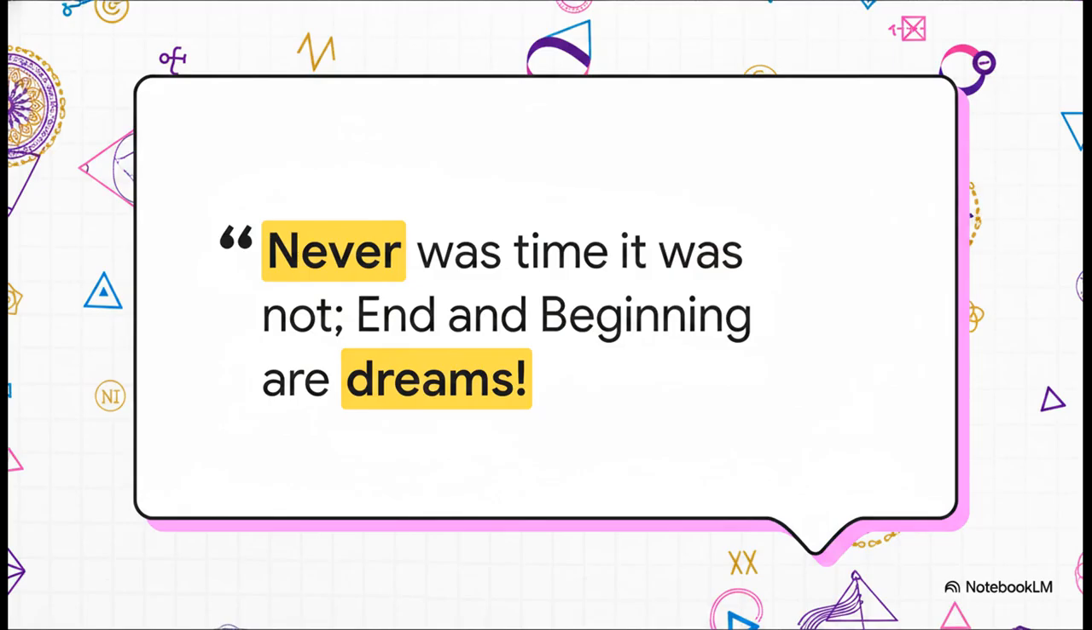Never was time, it was not. End and beginning are dreams. It's a profound, beautiful quote from the Bhagavad Gita, right? But when you look at it through the lens of modern mathematics, you realize it's not just poetry. It is precise geometry. It's actually kind of staggering, because ancient mystics and today's formal mathematicians are describing the exact same shape of reality.